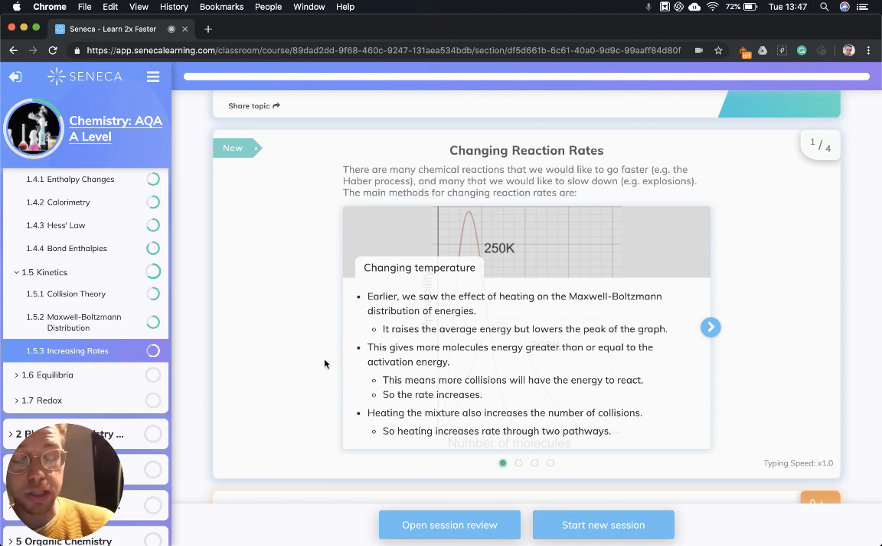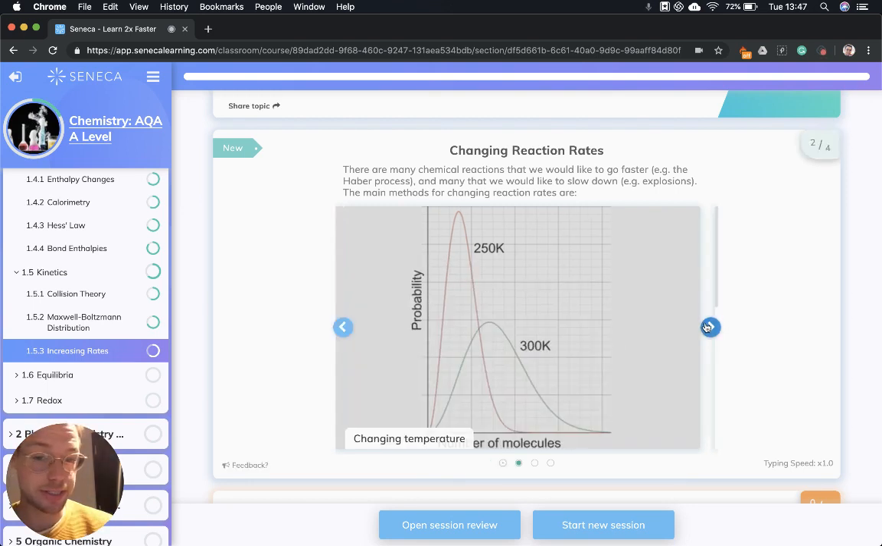So increasing the temperature gives the molecules more energy. So there are more molecules that have an energy that's greater than or equal to the activation energy. This means there are more collisions that will have the energy to react, so the rate increases. Heating the mixture also increases the number of collisions in total, so heating increases the rate through two pathways. One, there are more collisions. Two, there are more successful collisions, so the rate is going to shoot on up if we increase the temperature.